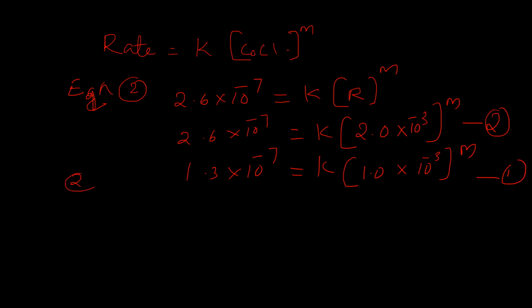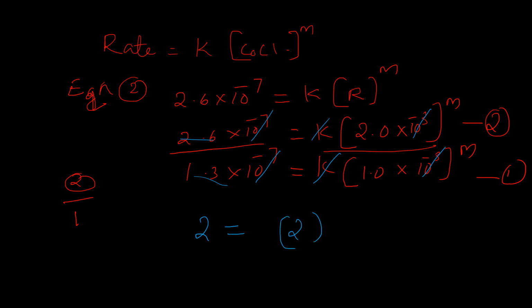Then we'll divide equation 2 by equation 1. So we'll get 2.6 by 1.3, the 10 raised to minus 7 cancels, and we'll get a 2, which will be equal to K by K, the K will cancel. And here 2 by 1 is 2, the 10 raised to minus 3 will cancel. So it is 2 raised to m. So 2 raised to m is equal to, what is the power here? 1. So m will be equal to 1. So that is a first order reaction.